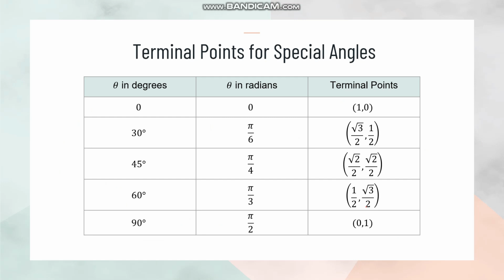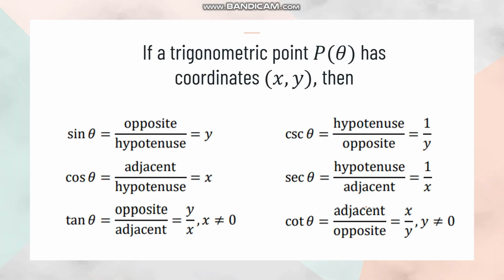Every angle in the unit circle has its corresponding terminal points. These are just some of the terminal points for the special angles. The special angles are 30 degrees, 45 degrees, 60 degrees, and 90 degrees. Again, you just have to look at the terminal points, identify what is x and y, and then you can get the cosine and sine of the given angle. Now, how about the other trigonometric ratios?